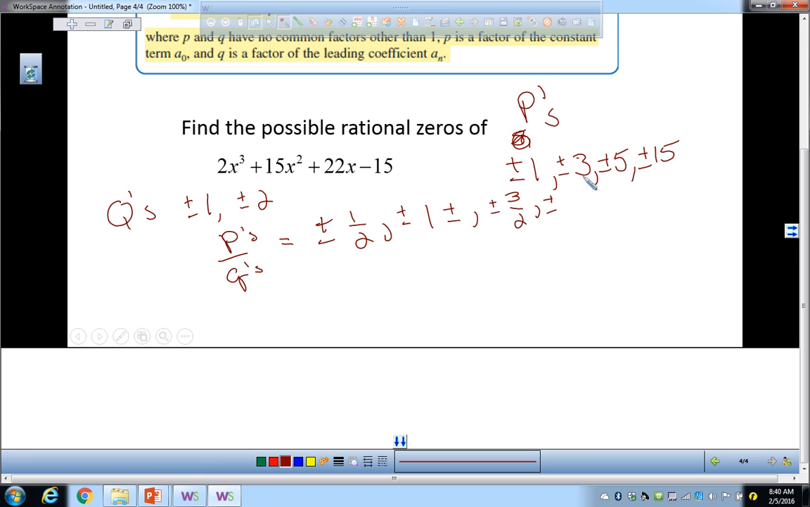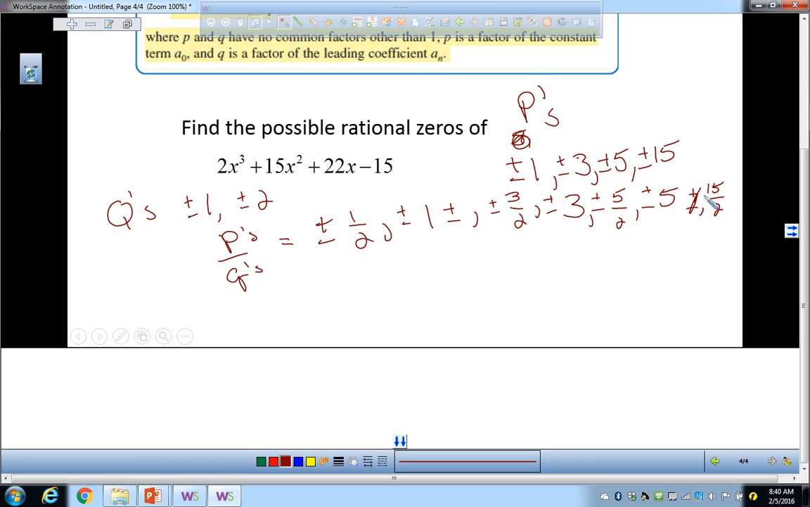Plus or minus 3, I think, comes next, right? 5. Yeah, let's just go plus or minus 3. Let's just work through these, okay? Plus or minus 3, right? Plus or minus 5 over 2, right? Plus or minus 5 over 2, plus or minus 5, and plus or minus 15 over 2.